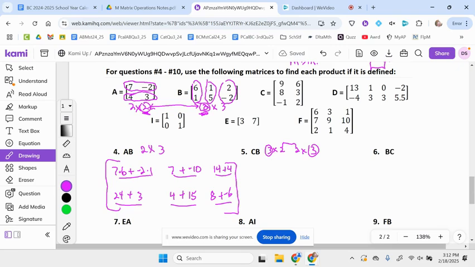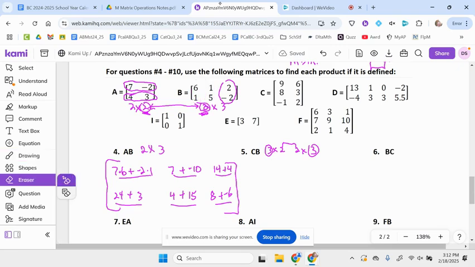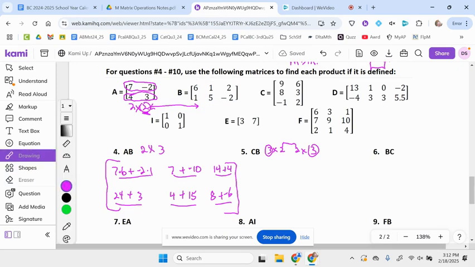Here's why. Where's the eraser? Well, the thing that says eraser. Nice. Okay, and then where's the marker? There it is. We still purple? Great.